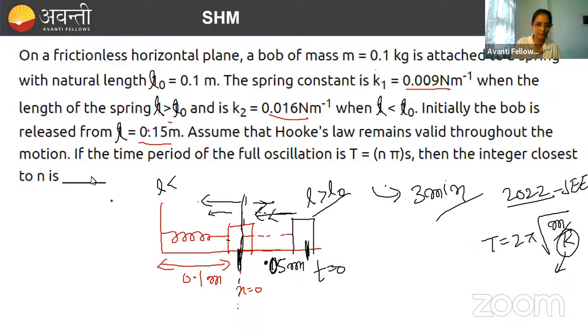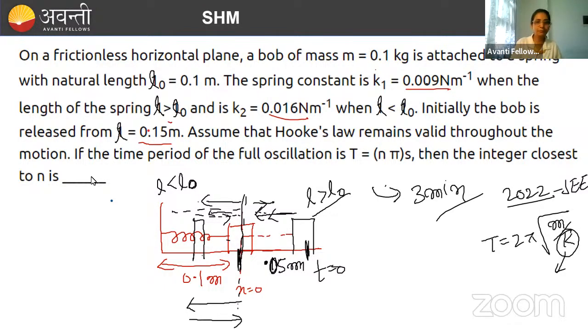L will be less than L naught. So if L is less than L naught, what we will be considering? K as 0.016. Now this spring will go up to maximum compression of 0.05 meter. And after maximum compression, it will again come back to the equilibrium position. So if it is coming back to the equilibrium position, during that timing also, L is less than L naught. So if this block goes to maximum compression and then come back to the equilibrium position, during this whole timing, what is happening? K value will be taken as 0.016 because L is less than L naught.